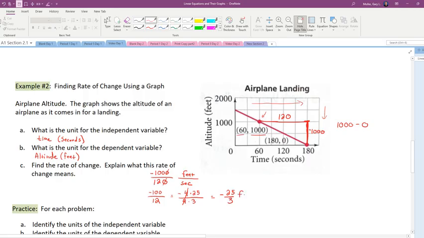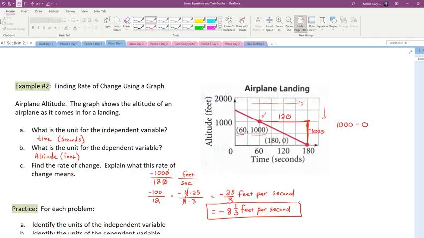Again, feet, and we could write it out as words, feet per second. And if we wanted to change that into a nice mixed number, so we can get a better understanding, we're going down. Let's see, 8 times 3 is 24 with a remainder of 1. So we're doing 8 1/3 feet per second. So my rate of change, I'm going down 8 1/3 feet every second. Okay, and that's rate of change.